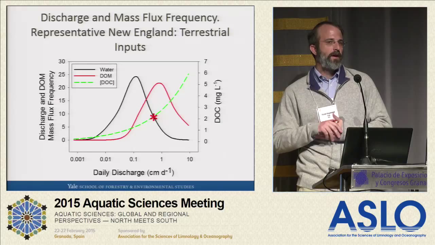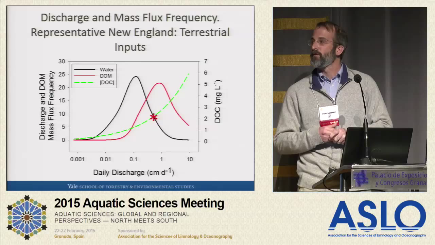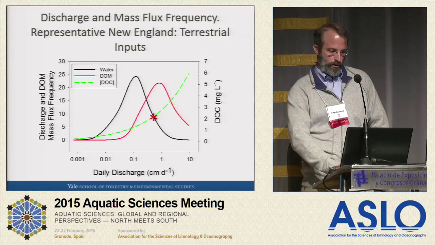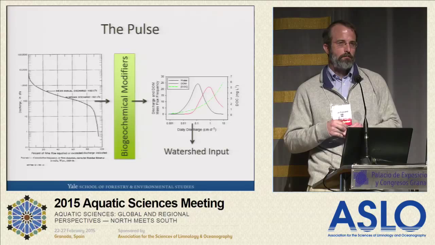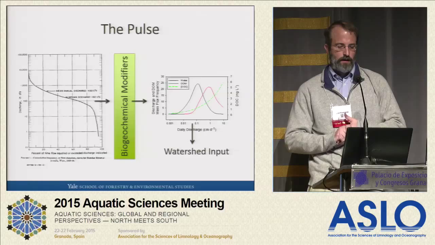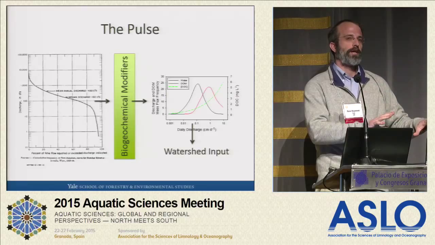In New England, this effective discharge is around 0.8. So 0.8 centimeters per day is the average daily discharge that does the most work for moving DOM off the small watersheds. And so the way the pulse basically works is you try to look at flow frequencies and how different watersheds might interact with those flow frequencies to create these types of plots that I just went through. And then you take that material and you put it in your watershed.